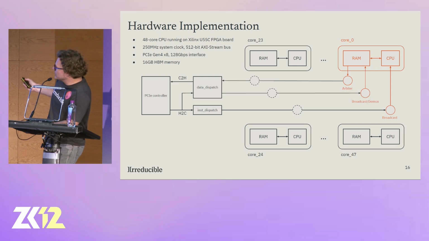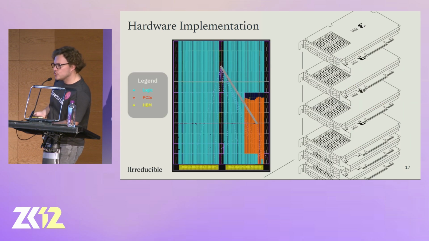And what's on the picture is the grid of 48 cores, where core 0 is highlighted, and the CPU here implements the instructions that I was talking about, and it has associated data and instruction memory right next to it. So this was implemented on the board. What you're looking at is the actual FPGA layout. So this is what logic looks like when you look at the implemented multi-core CPU design.